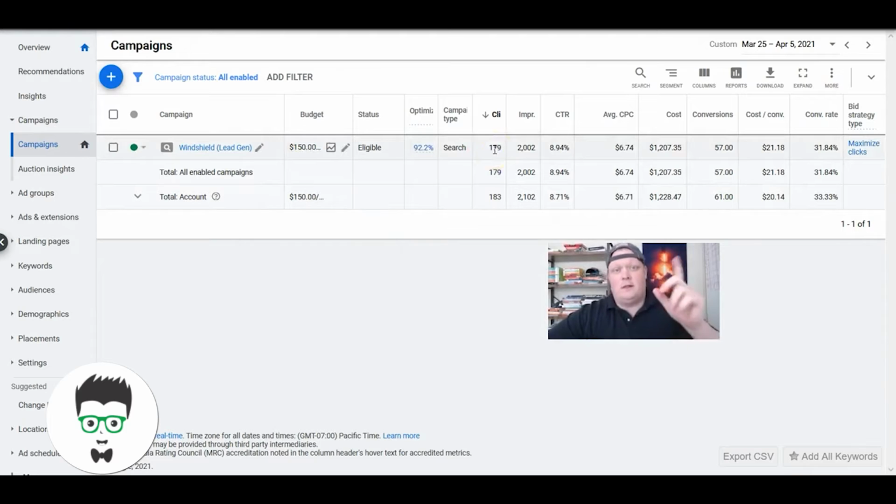179 clicks so far. This is the first 10, 11 days this campaign's actually been running. So this is a brand new campaign still, and it's going to get better the longer we do this.